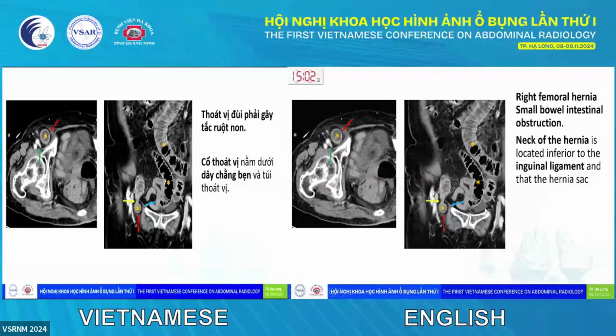This is an example of a femoral hernia, which is causing small bowel obstruction. The neck of the hernia is located inferior to the inguinal ligament, and the sac contains a loop of small bowel that is causing obstruction.